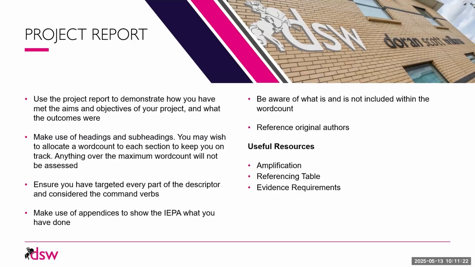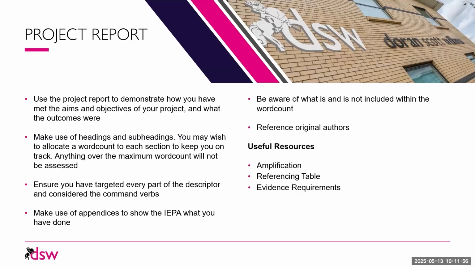So in writing your project report, it is important to go back and look at the amplification to make sure that you are meeting and demonstrating each part of every descriptor. We've also got a referencing table, and the purpose of the referencing table is to map your project report and any of the appendices, that supporting documentation, to each one of the descriptors. It's also a helpful tool where you can RAG rate yourself against each descriptor. So you can look at, have you met the full descriptor? How well have you met it? And do you have strong evidence for that?